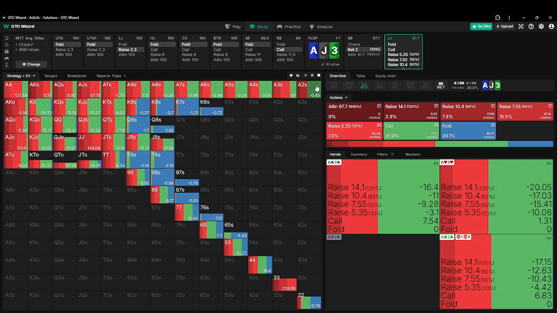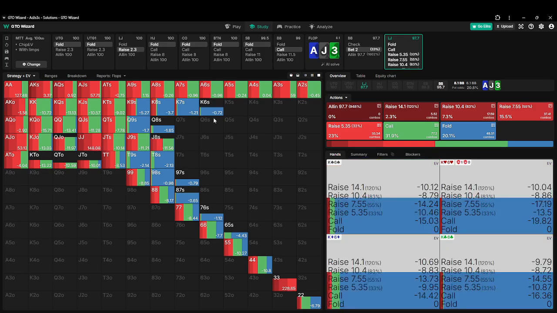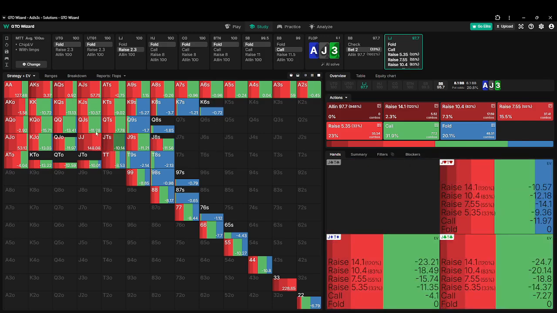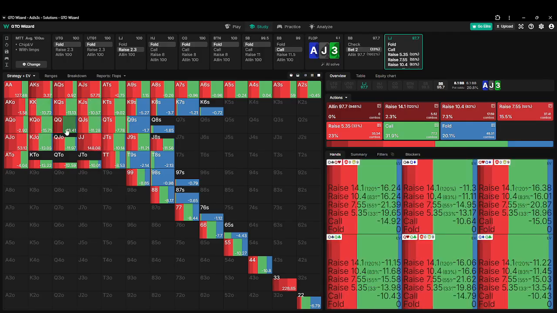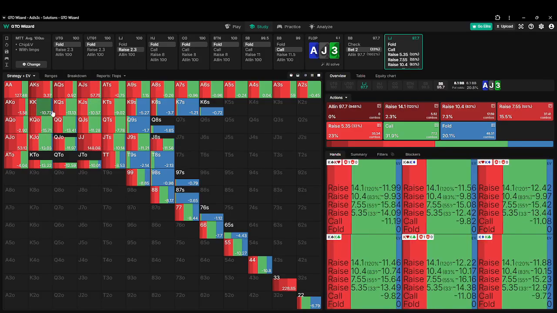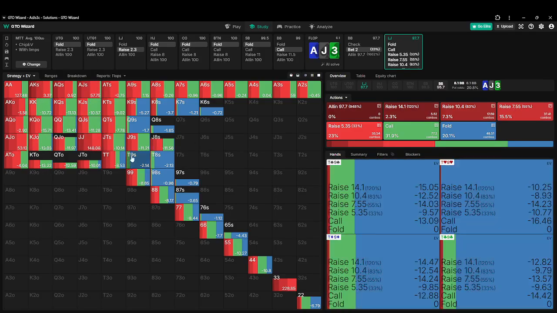A lot of these ace-x hands, like ace nine, mix in some calling, and it makes sense that the lower the ace, the more you're going to just call it down, in case you're running into a better ace-x from the donk. You can also see some of these gutshots, and even kings and queens. When you call, you've still got some equity, and in the case of kings and queens, quite decent equity.